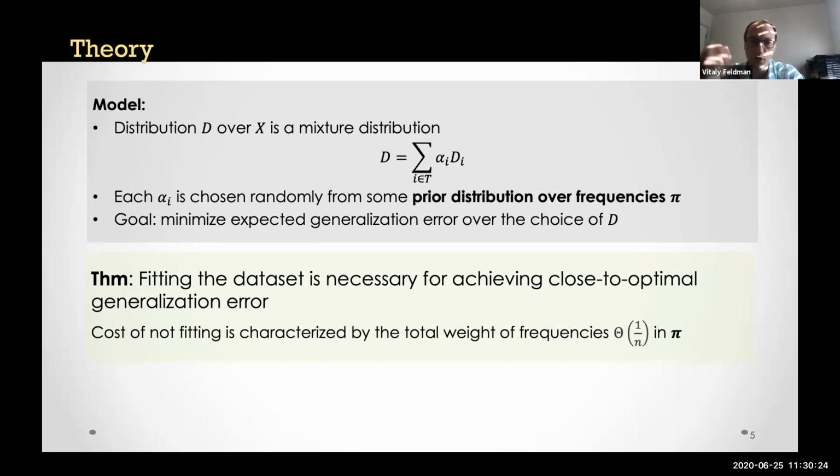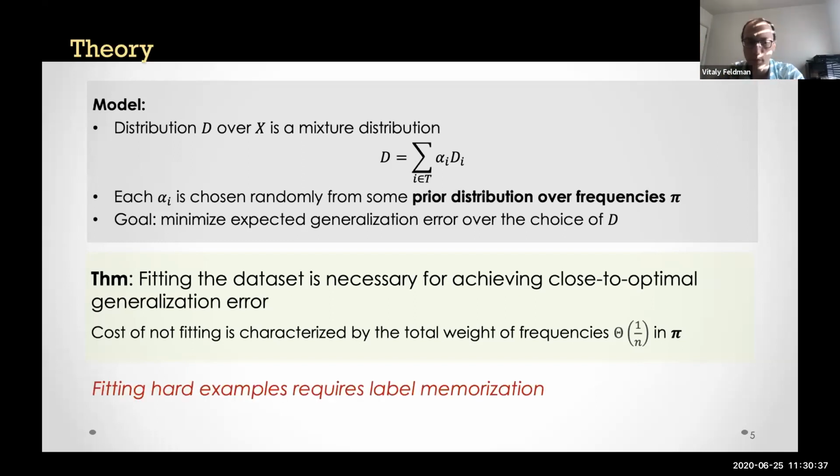So the conclusion of this result is that if the data distribution is long tail, then the cost of not fitting is high, and otherwise there is no cost to not fitting. And finally, this result is related to memorization using this simple definition that I described.